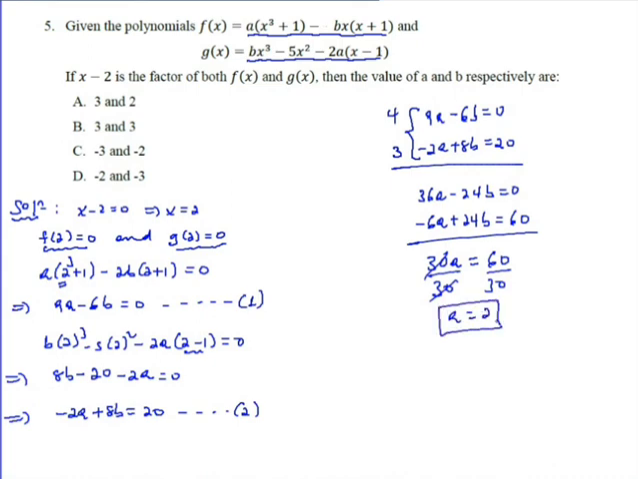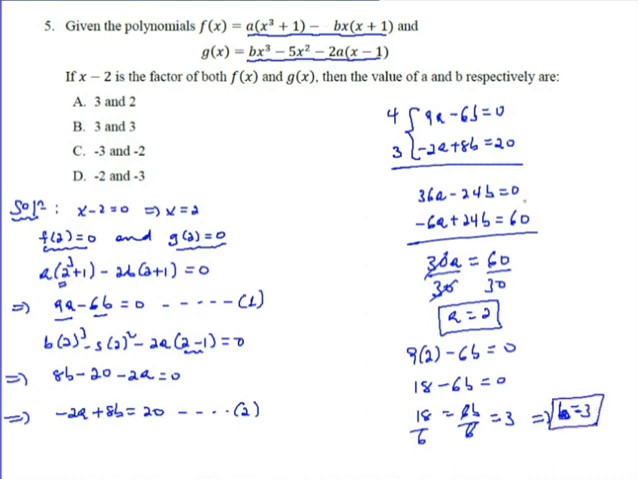If a is 2, we can use either equation, this one or this one. Let's put it in equation 1: 9 times 2 minus 6b is equal to 0, which is 18 minus 6b is equal to 0. So 18 is equal to 6b. Dividing both sides by 6, b becomes 3. So the value of a is 2 and b is 3. Okay, these are the values of a and b respectively.